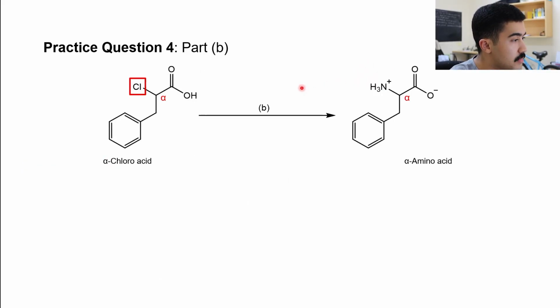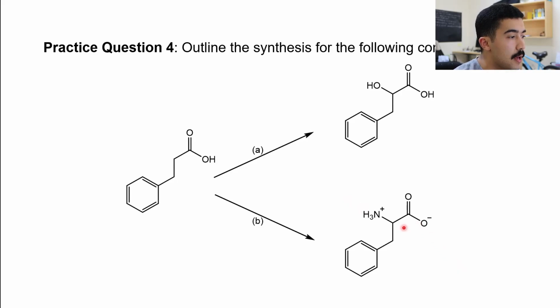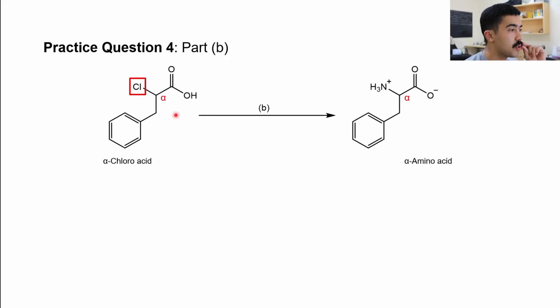Now, carrying on, actually, let me go back to the question. The question said we want to form, we just did this part up here. Now we want to do the bottom part down here, which is adding an NH3+ group to the alpha carbon. So we want to still use the same alpha-chloro acid, but we want to replace the chlorine here with NH3+.